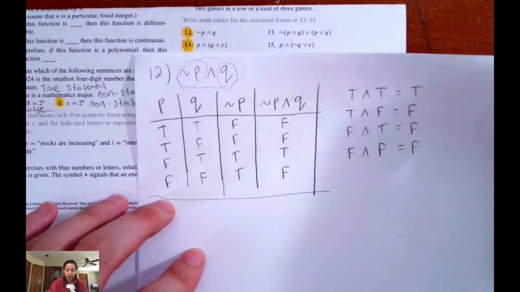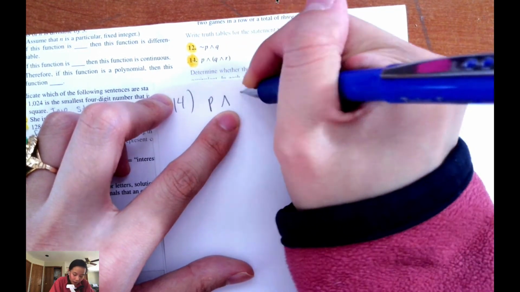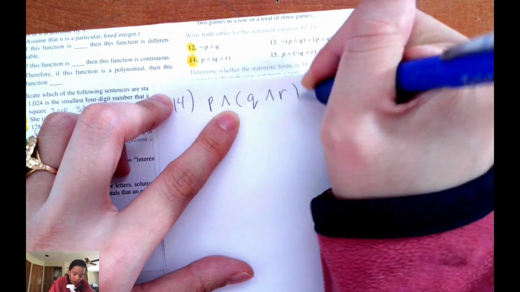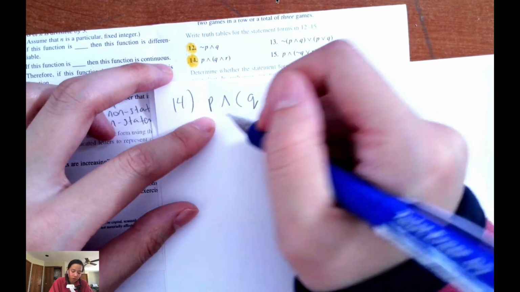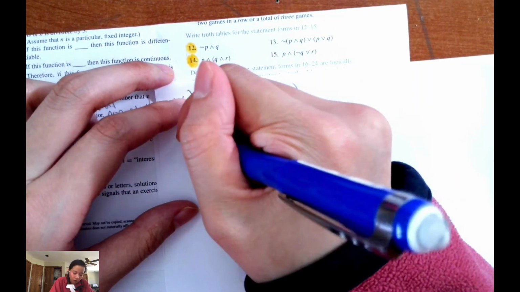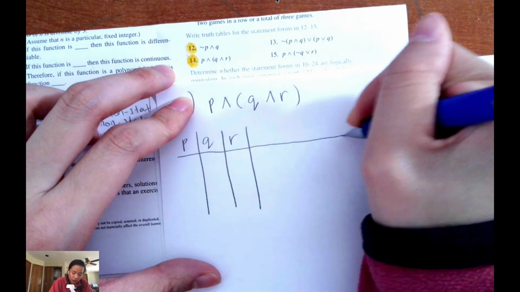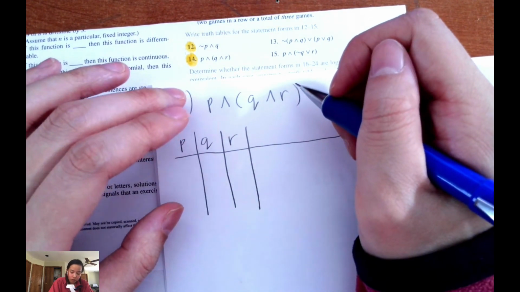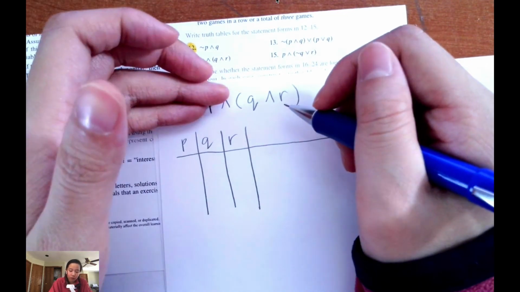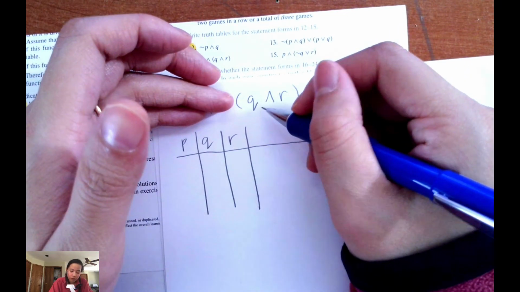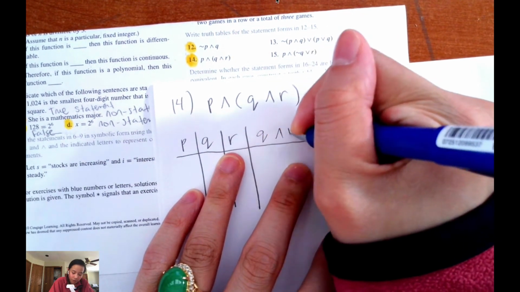Okay, now let's try number 14. Number 14 says P and the parenthesized Q and R. So we want to put down first the most basic components, which are the variables. So P, Q, and R are the most basic components. And after that, we want to see the next most basic component. There are no negation symbols. However, there are parentheses right here. So I'm going to put down Q and R.